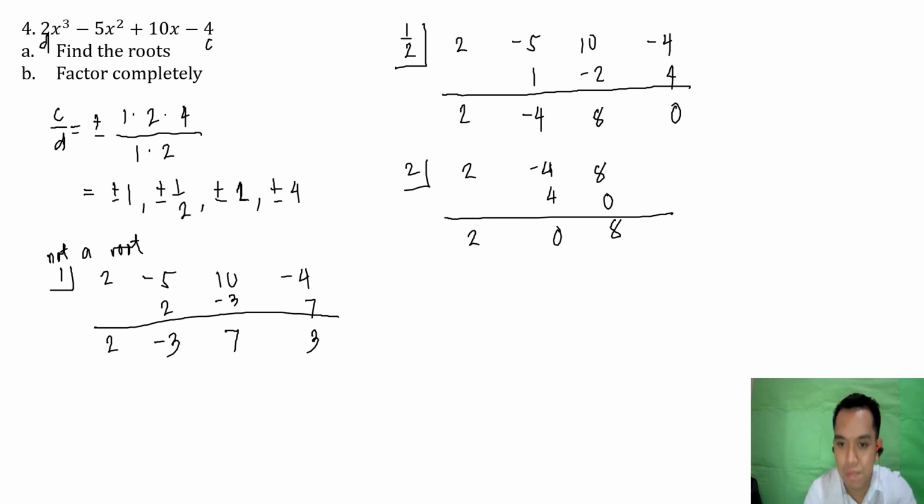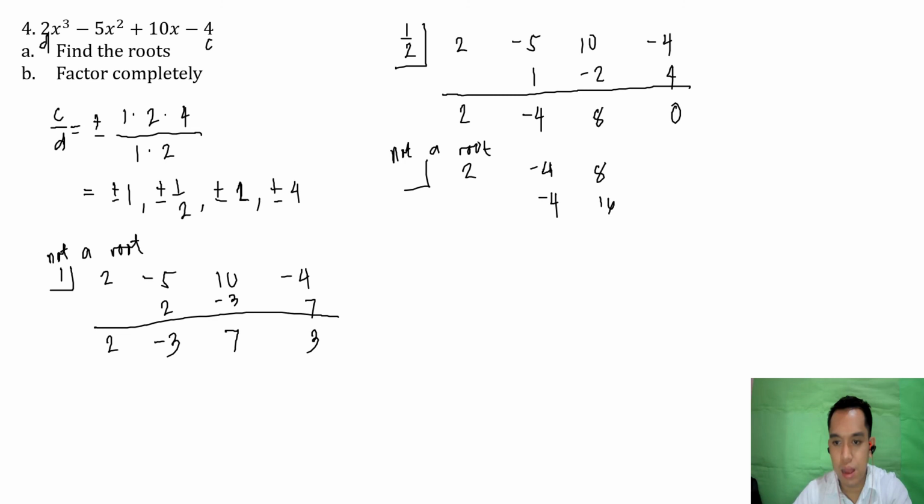So, hindi siya. So, si 2 ay not a root. So, subukan naman natin yung negative 2. Let's see kung... So, bring down 2. 2 times negative 2 is negative 4. Negative 4 plus negative 4 is negative 8. Negative 8 times negative 2 is positive 16, and that is 24. So, the remainder is 24, kaya not a root pa rin.